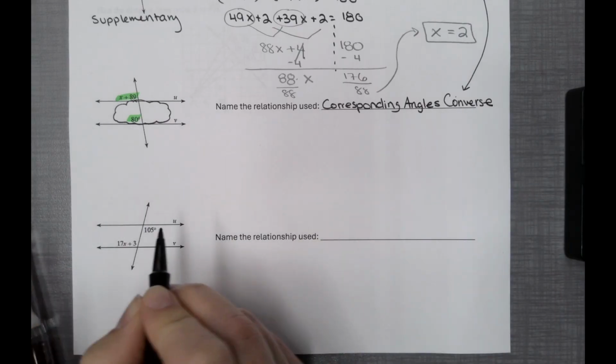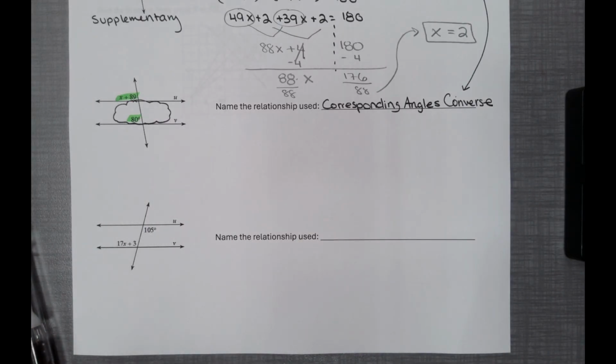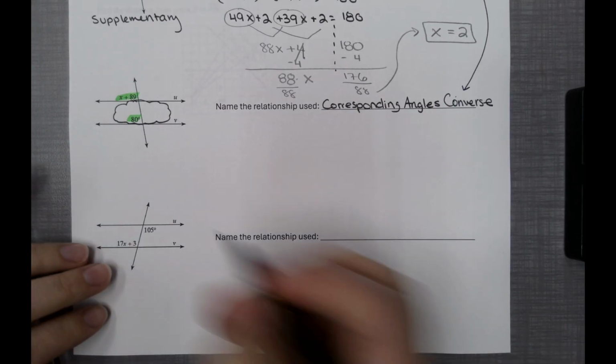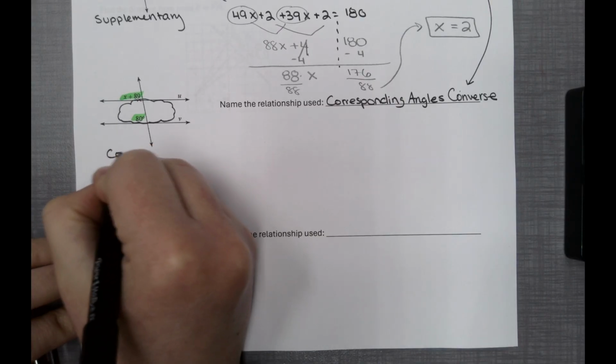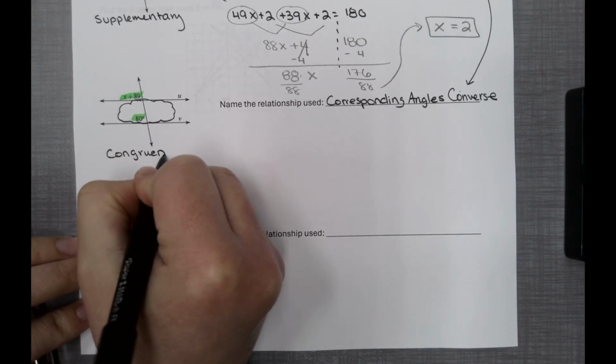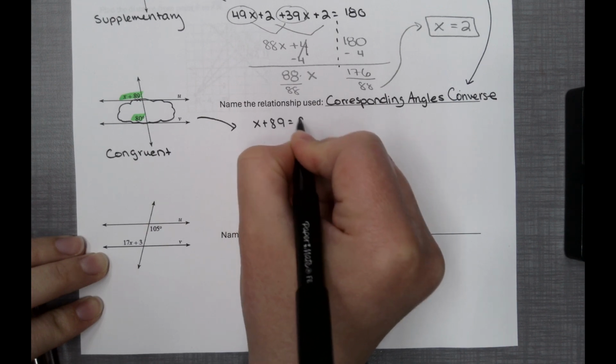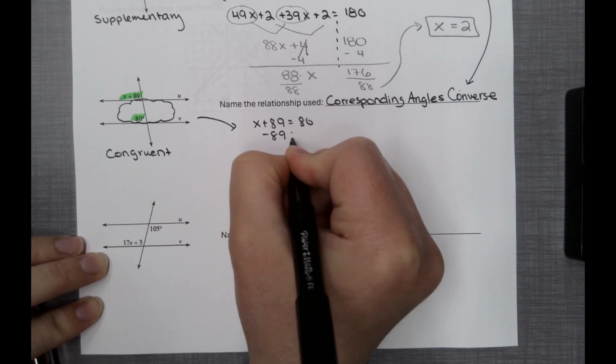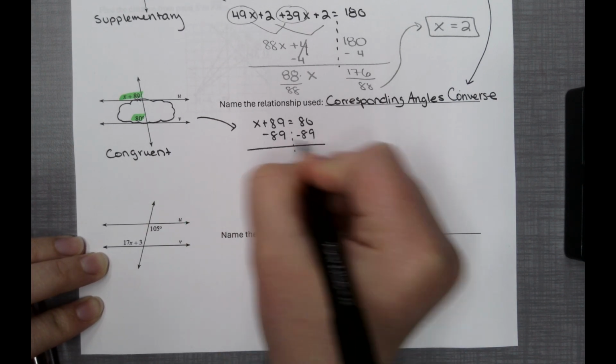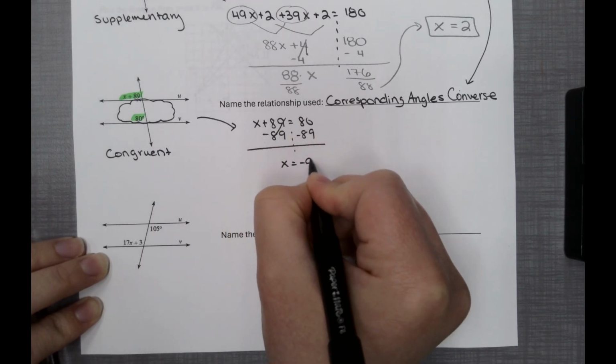Be careful on the test. You have to either write the word theorem or you have to write the word converse. If you don't, points will be removed. Otherwise, I don't know if you understand the difference between a theorem and a converse. All right, what do we got? We got congruent. Congruent means equal in measure. So let's go ahead and make sure these are equal by subtracting 89 on both sides. X is then equal to negative 9.